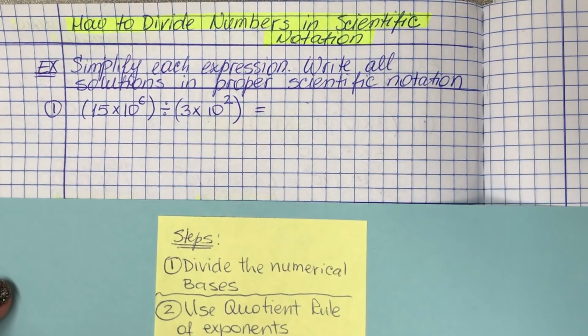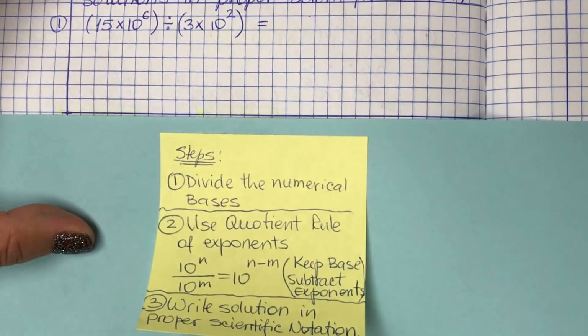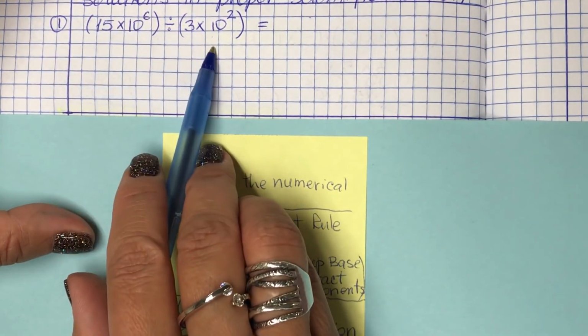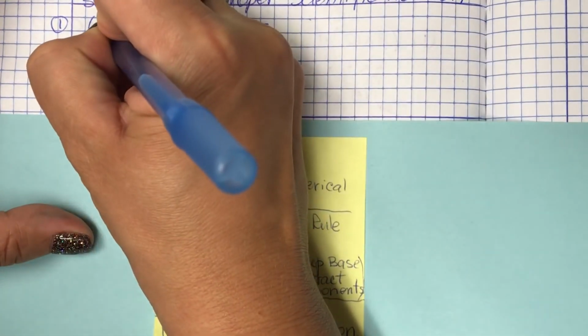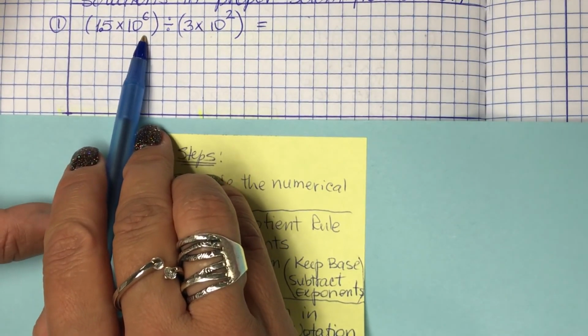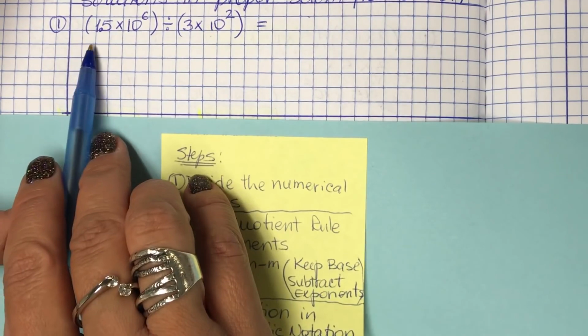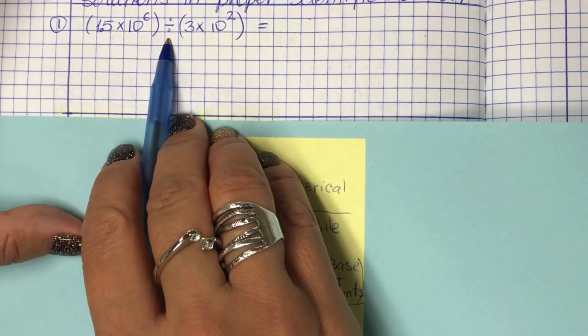For example, I have a problem where there is division involved, so I'm dividing 2 numbers in scientific notation. 1.5, the decimal is not visible here, 1.5 times 10 to the 6th power divided by 3 times 10 to the 2nd. So those 2 numbers right now are in scientific notation and they're being divided.